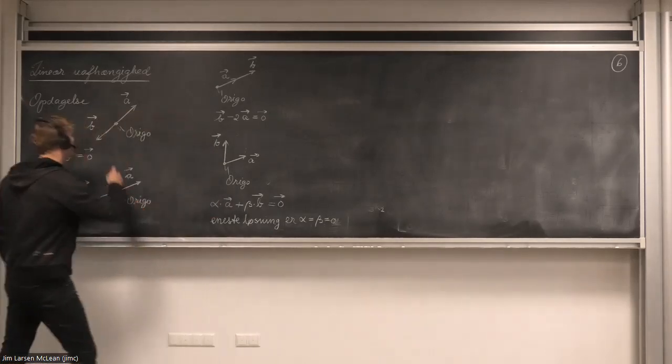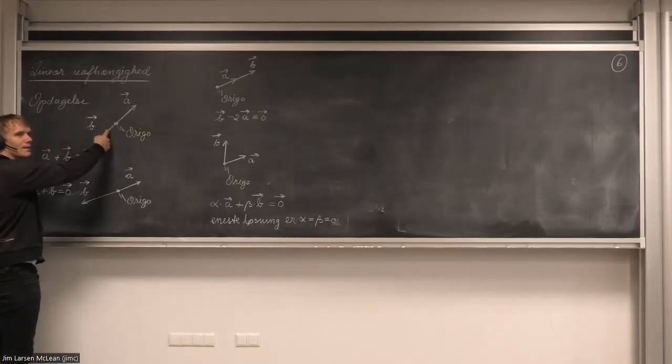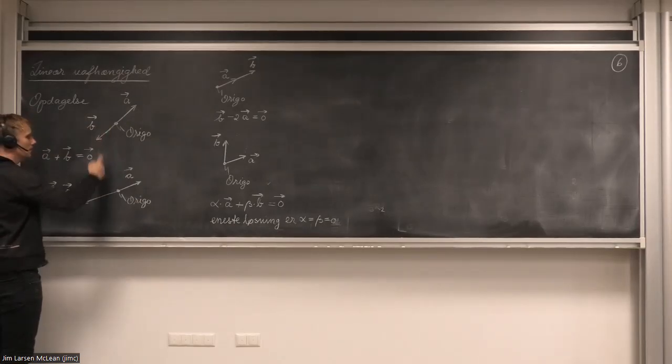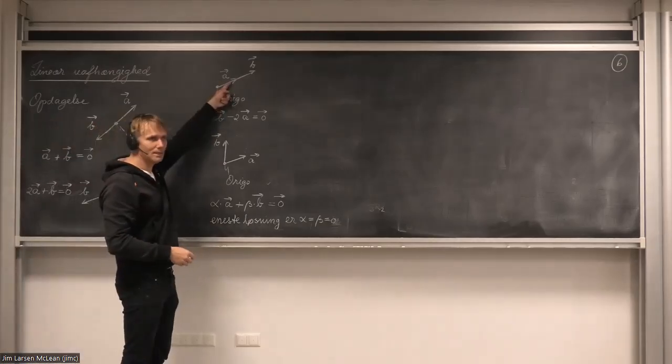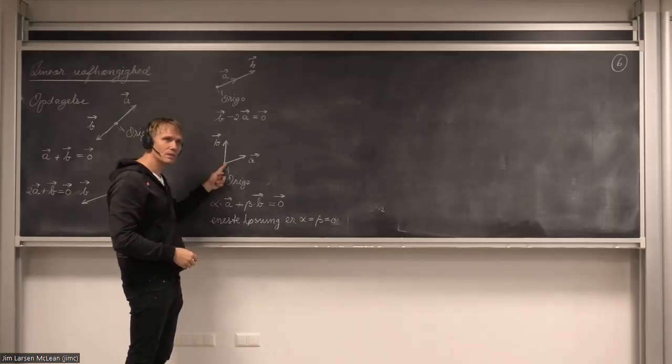And look, what is true for the 2 vectors in the first examples? They are parallel. They are parallel to each other. But in the last example, the 2 vectors are not parallel.